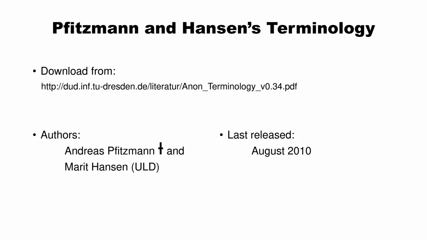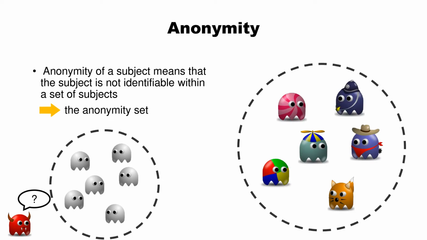Let's start discussing anonymity, and let's read the definition together. Anonymity of a subject means that the subject is not identifiable within a set of subjects, and the set of subjects is called the anonymity set. So to the right here, we have this set of subjects. We have 6 subjects there. You may recall Alice and Bob, the policeman, the fox, and I have 2 other friends that are sitting there in the set of subjects that are going to be called the anonymity set.